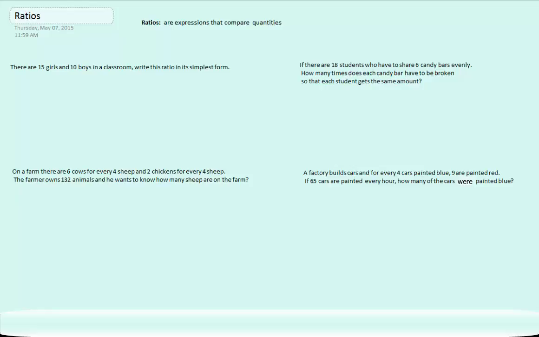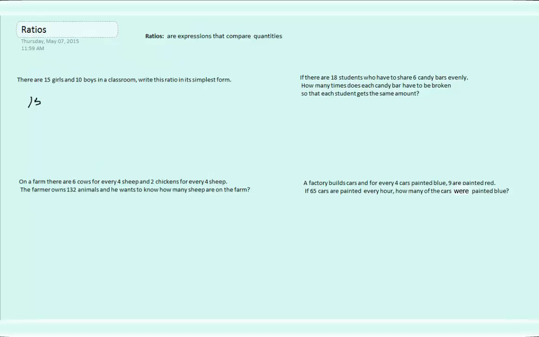Our first example says there are 15 girls and 10 boys in a classroom. Write this ratio in its simplest form. There are three particular ways that we can write ratios: 15 followed by a colon, then our second number, 10, or we can write it as 15 over 10, or we can even write it out as 15 to 10.